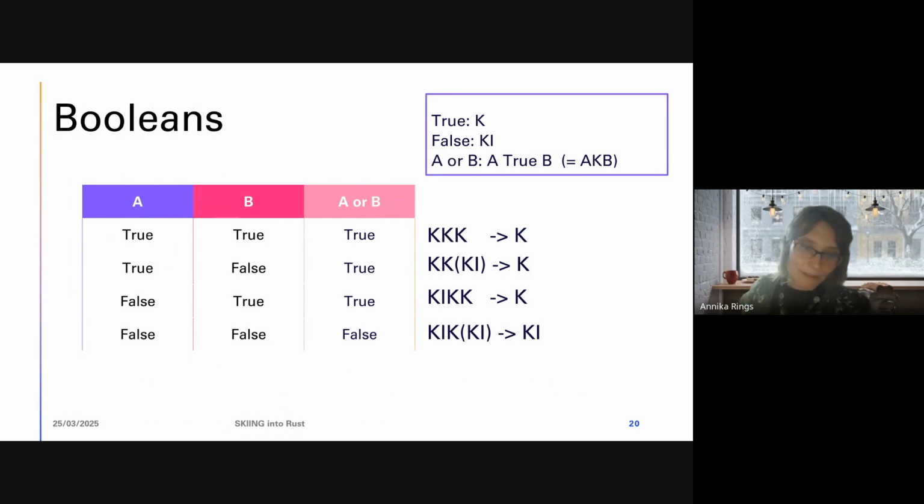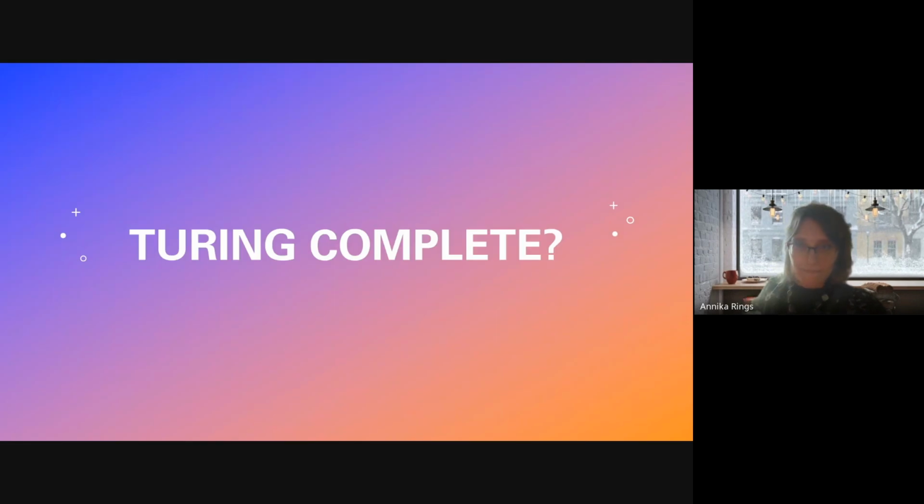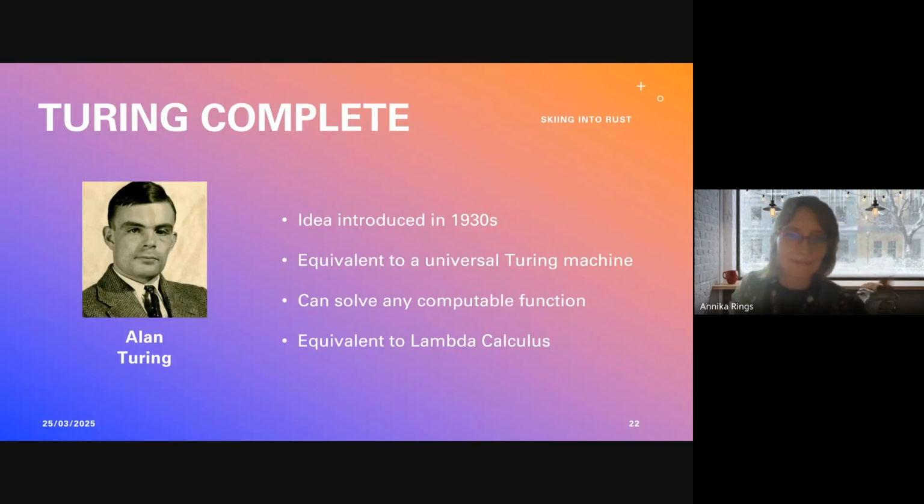So now we know we can do Booleans. We could also find something for not and XOR. But of course, this is still a long shot to claim that this is a Turing complete system. By Turing complete, in general, this idea was introduced in the 1930s by the famous Alan Turing. And he came up with the Turing machine. He didn't call it that, but we now call it a Turing machine, which is a theoretical description of a machine that does computations. And it kind of represents what it means to solve something by an algorithm.